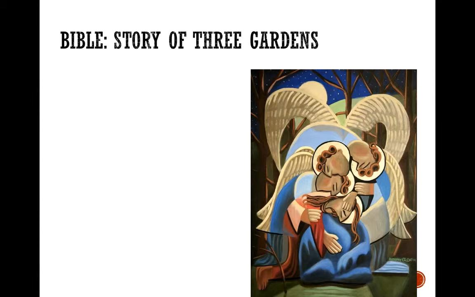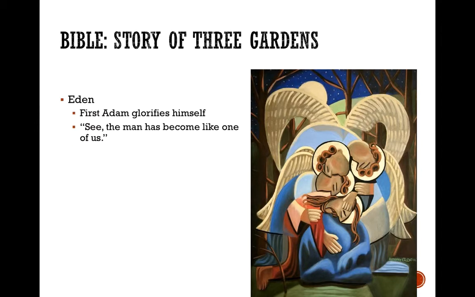Now, it's important also to emphasize that the Bible is the story of three gardens. And I think we see this here at the beginning with Genesis 3. We see the first garden in Genesis 2 and 3. But it's also important to see how Christ comes as the second Adam. And so the Garden of Gethsemane and the resurrection garden, we could talk about the Bible being the story of these three gardens. In Eden, what we find is the first Adam glorifies himself. See, the man has become like one of us. By taking of the tree of the knowledge of good and evil, humanity oversteps his boundaries, declares himself to be God, and seeks not after God's will, but his own will.